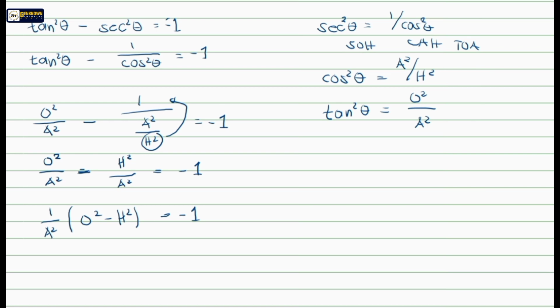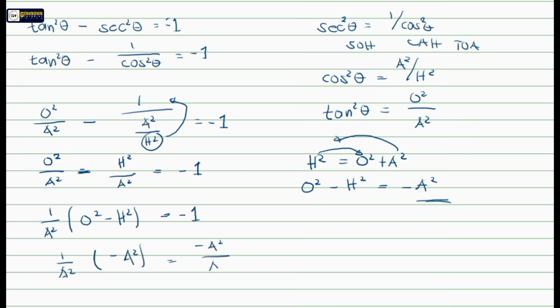Again, from the Pythagorean theorem, h squared is equal to o squared plus a squared. We can say that o squared minus h squared, okay, transposing this again, is equal to -a squared. So we have -1 over a squared multiplied by the -a squared. Therefore, negative a squared over a squared is just equal to negative 1. Okay, that's for the tangent squared theta minus secant squared theta is equal to negative 1.